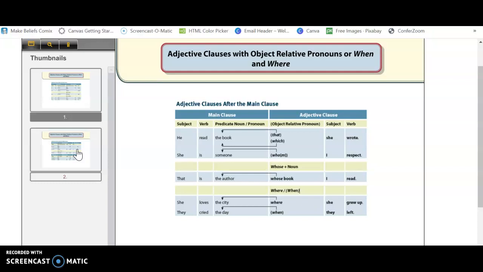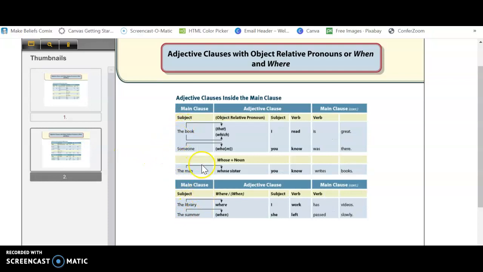Now, remember, you should never decide on where you want to put that adjective clause randomly. Your decision needs to be based on where the noun is in the main clause that you want to describe. If that noun, look, is at the end of the main clause, then you need to add that adjective clause after the noun. But if the noun is somewhere in the middle or at the beginning of the main clause, you need to add this adjective clause right after the noun that you're describing. So that should be the reason for your decision.